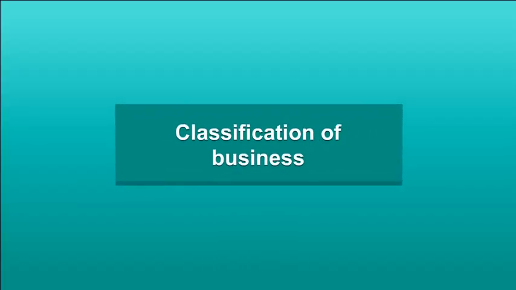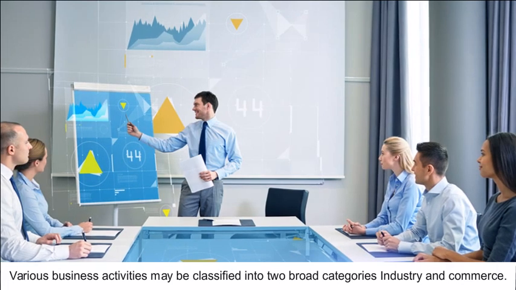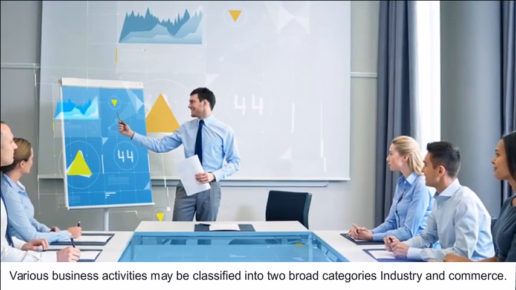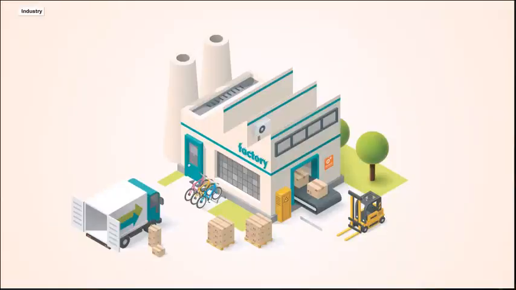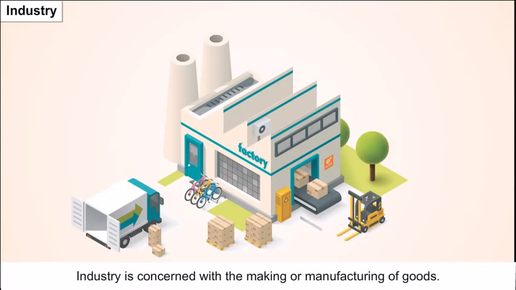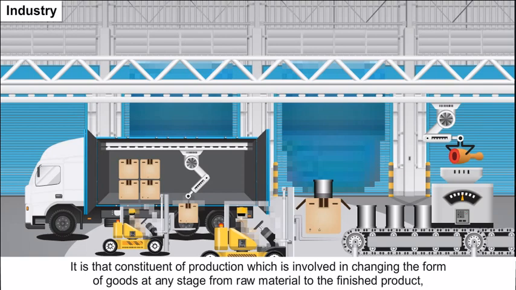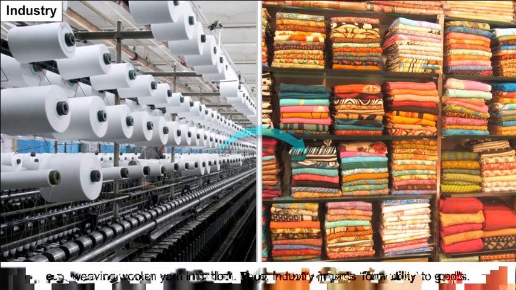Classification of business. Various business activities may be classified into two broad categories: industry and commerce. Industry. Industry is concerned with the making or manufacturing of goods. It is that constituent of production which is involved in changing the form of goods at any stage from raw material to the finished product. Example, weaving woolen yarn into cloth. Thus, industry imparts form utility to goods.